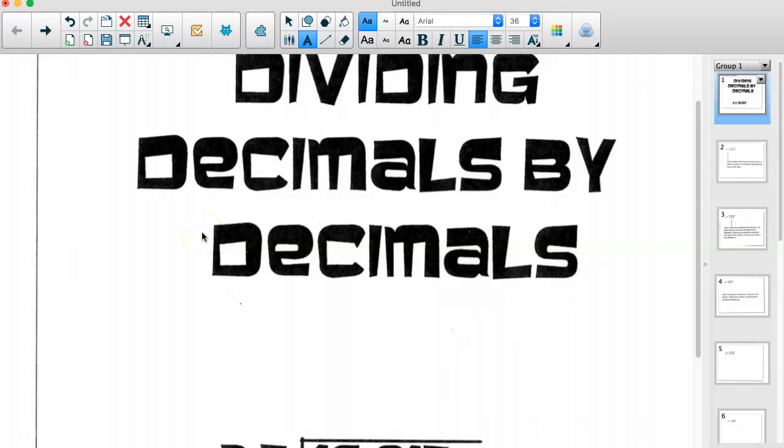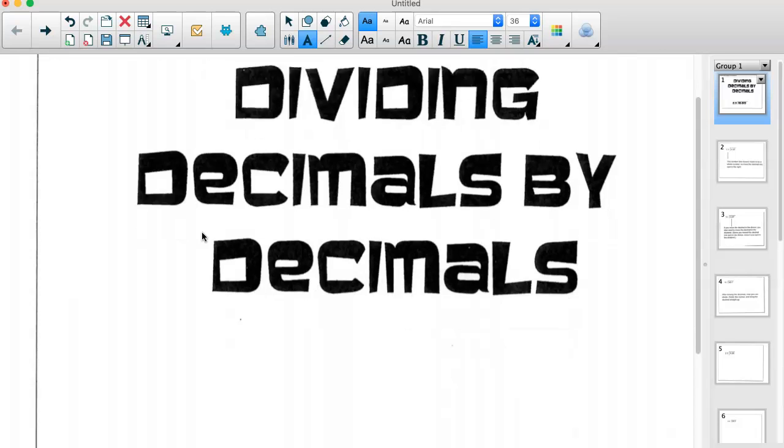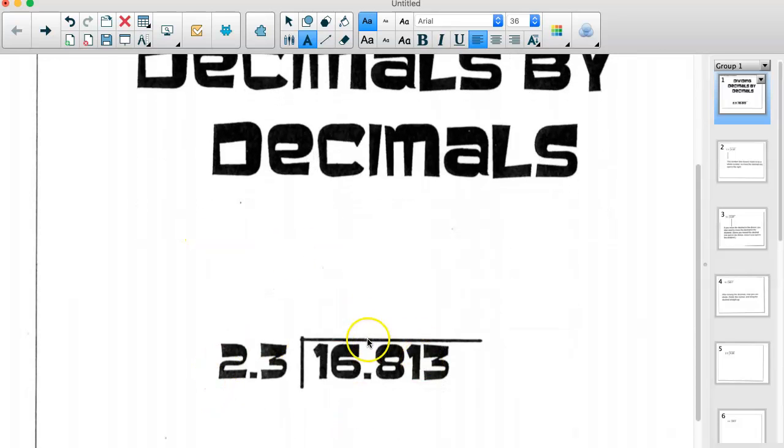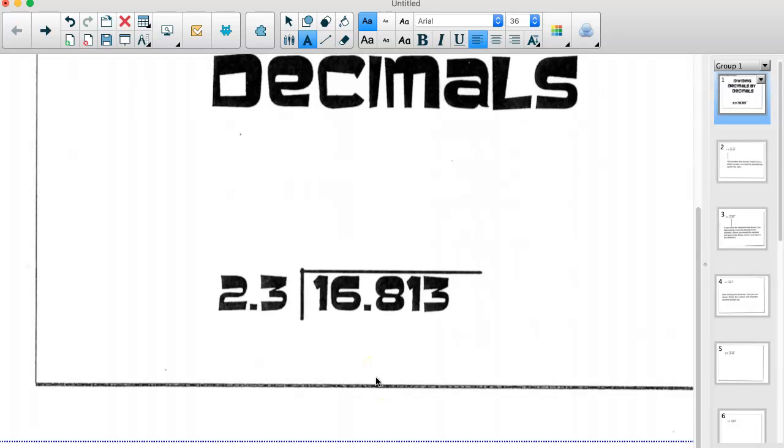So this is the last lesson of your decimal unit. This is dividing decimals by decimals. This is just an example problem. Now we have a decimal in the divisor and a decimal in the dividend.